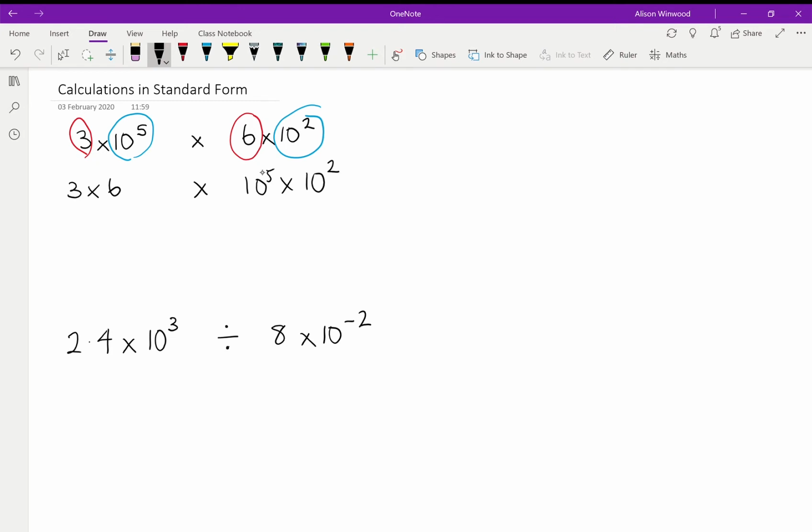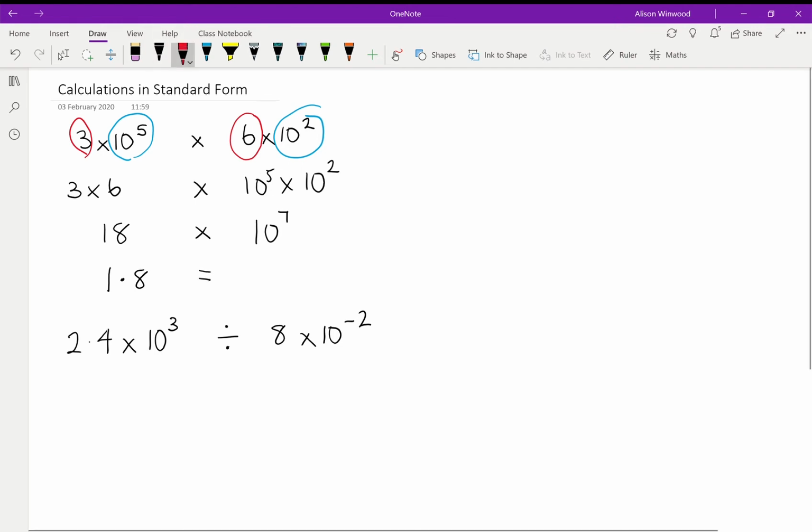3 multiplied by 6 we know is 18, and then by the laws of indices, when we're multiplying we're going to add, so 5 add 2 makes 7. Now this number isn't in standard form because my initial number isn't between 1 and 10, so I need to divide it by 10 to make it 1.8, that is between 1 and 10.